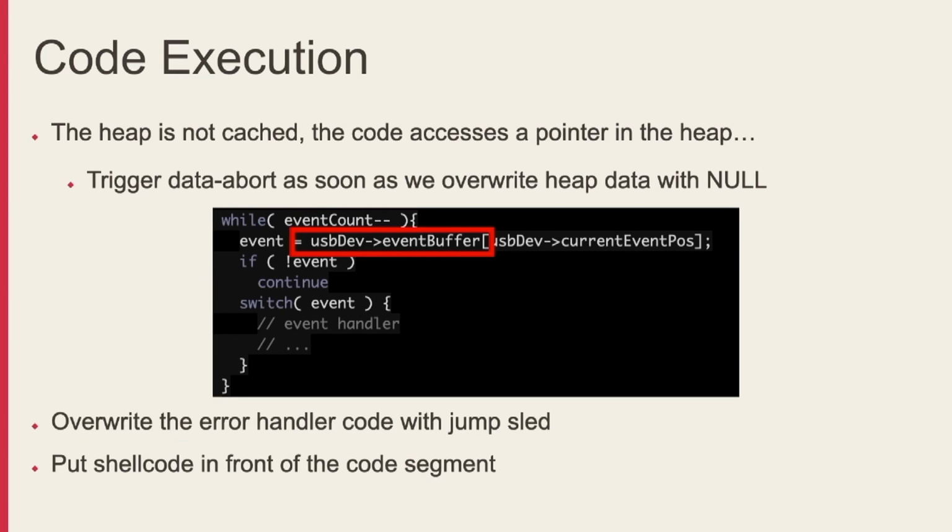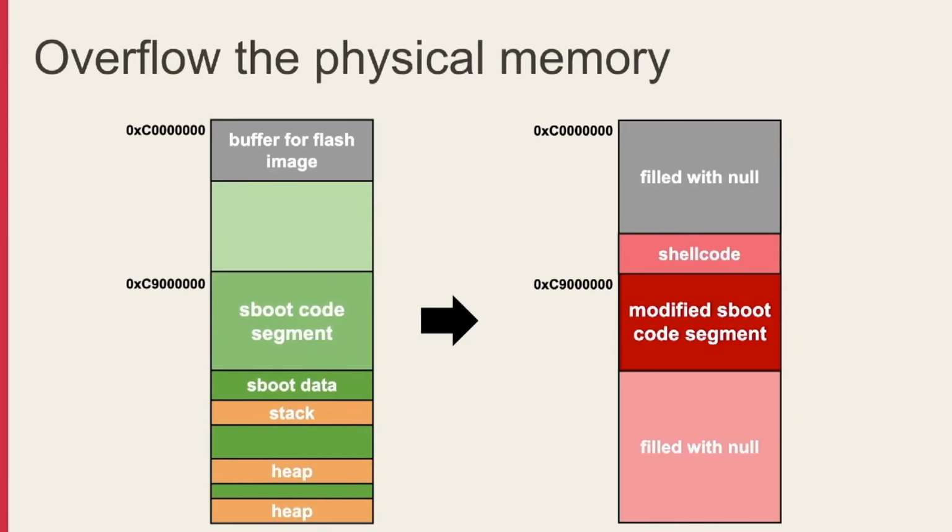Once data abort is triggered, it will jump to the error handler immediately. The error handler function has never been executed, thus, it is not cached. We can just put a jump slide on the error handler, and we put the shellcode in front of the code segment to ensure it will not be affected by the CPU cache. In conclusion, we overflow the memory according to the layout. Then, we can achieve arbitrary code execution in secure boot.